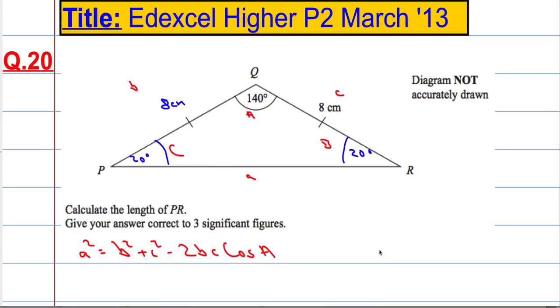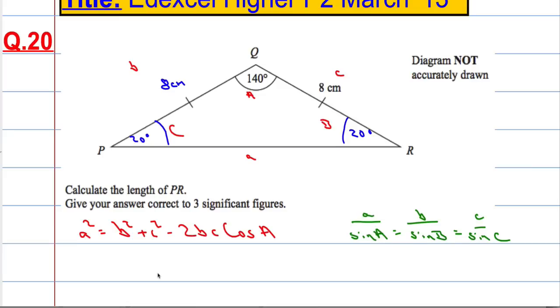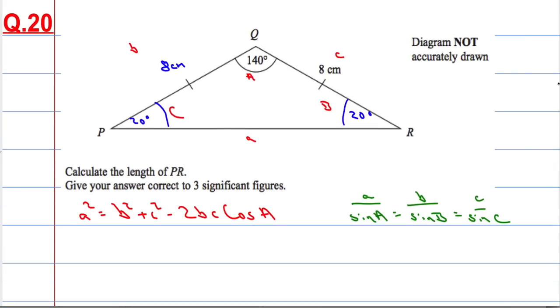This is the cosine rule. The sine rule is that A over sine A equals B over sine B equals C over sine C. For the purposes of this question, I'm going to go with the sine rule because it's a little bit easier to work with. But either method is fine. Okay, let's go with the sine rule.